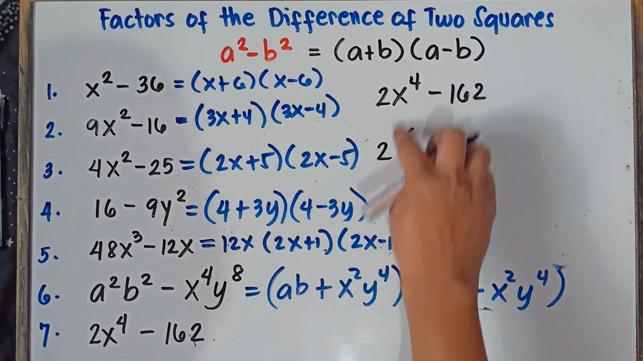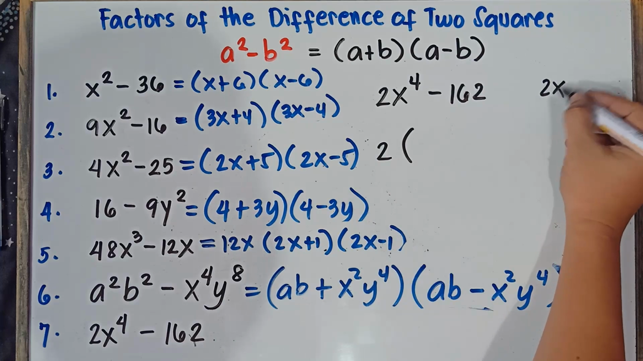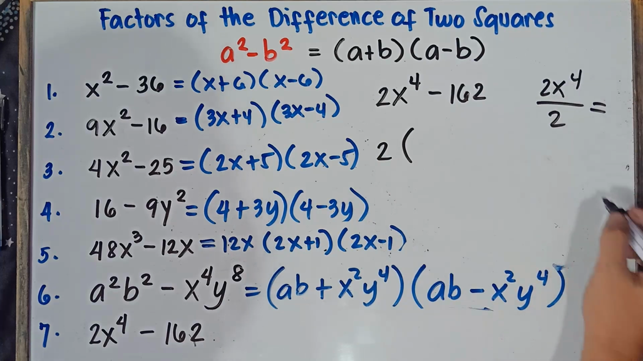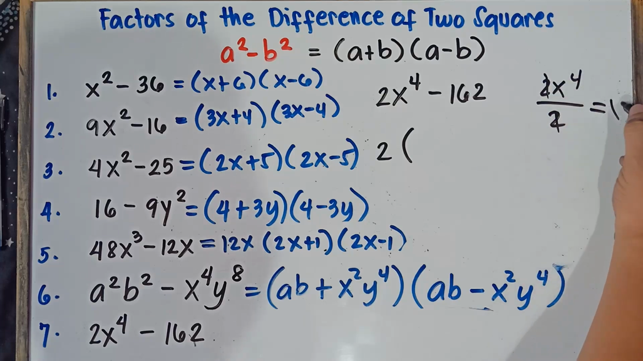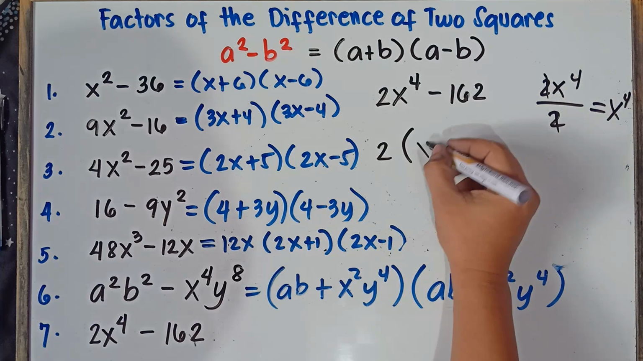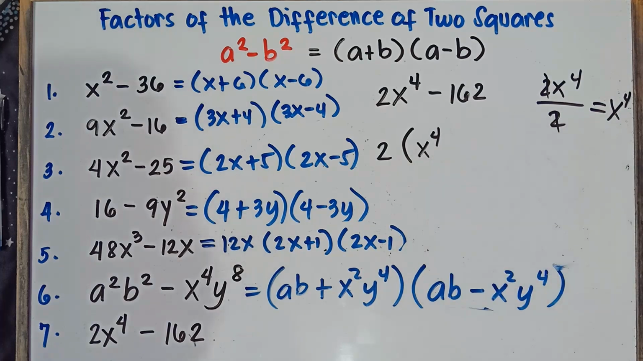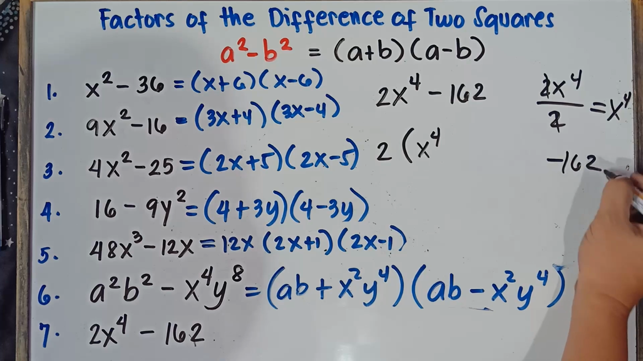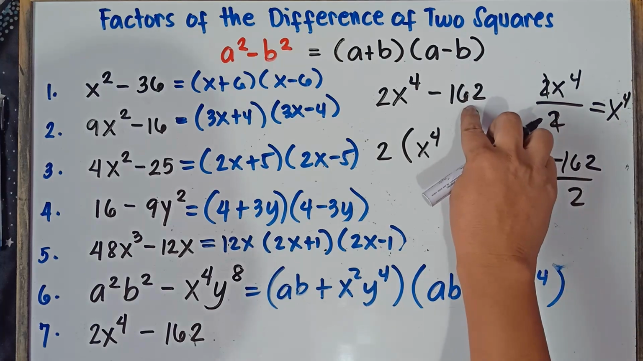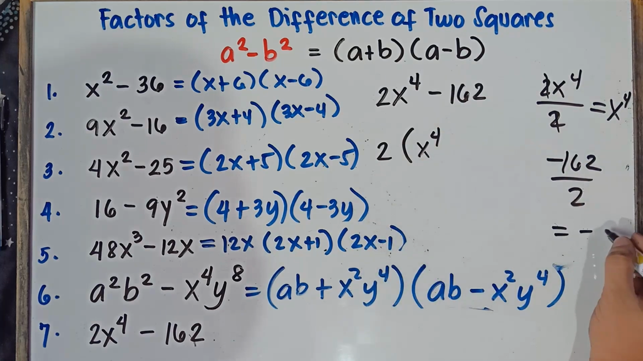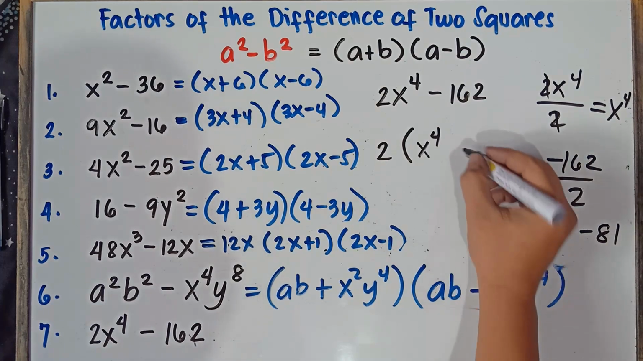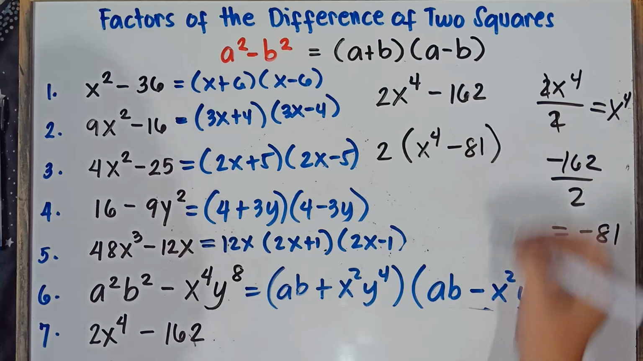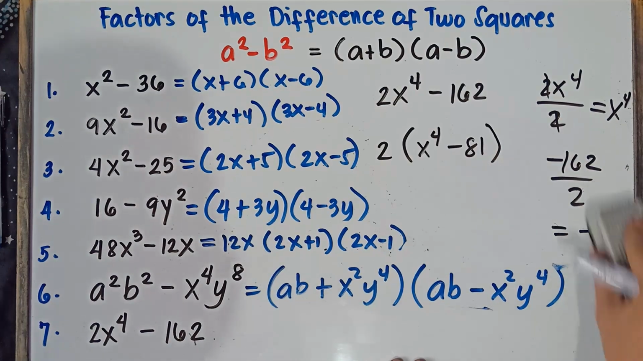And then simply divide this one. 2x raised to the power of 4 divided by 2: 2 divided by 2 is 1, cancel this out, so that would be x raised to the power of 4. And then negative 162 divided by 2 would be negative 81. Alright, and then close parenthesis.